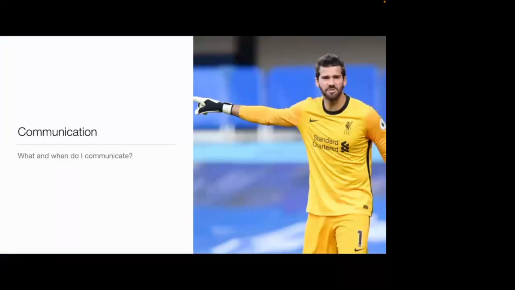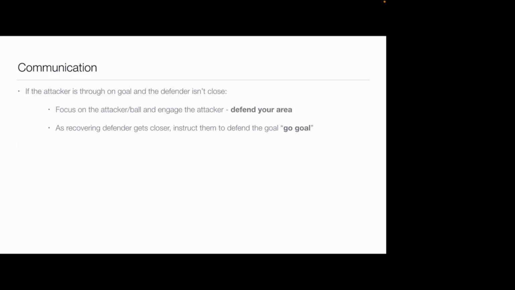Communication, what you communicate and when. So if the attacker's through on goal and the defender isn't getting close enough in time, you need to focus on the attacker on the ball and go and engage the attacker, so you're defending your area, and you're then instructing your recovering defender to go and defend the goal. The most simple thing you could say to them is go goal. You don't want too many bodies in around the ball. It gets a little bit messy. So if you can go and engage the attacker, they go and defend your goal.